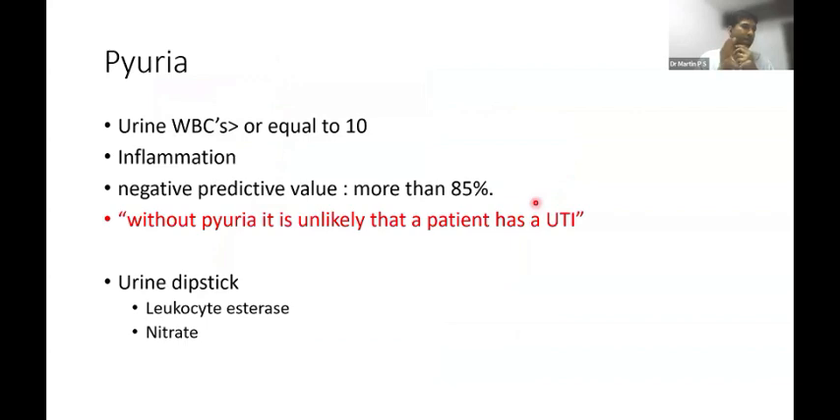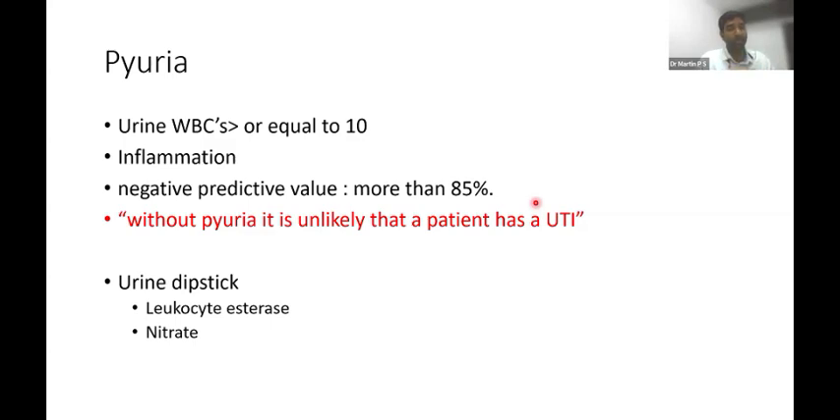Certain words we have to be very clear. See, pyuria. What is pyuria? Pyuria just means urine WBC more than or equal to 10. So it just shows that there is some form of inflammation happening. It is more of a negative predictive value. If pyuria is not there, it is almost 85% sure that you are not having a urinary tract infection.